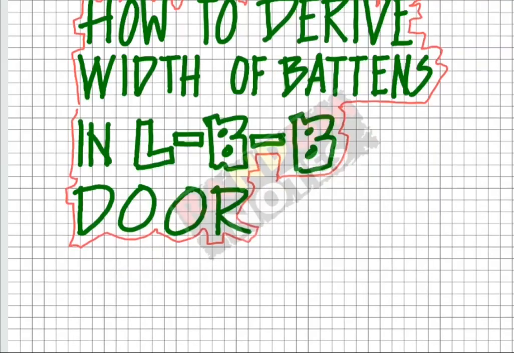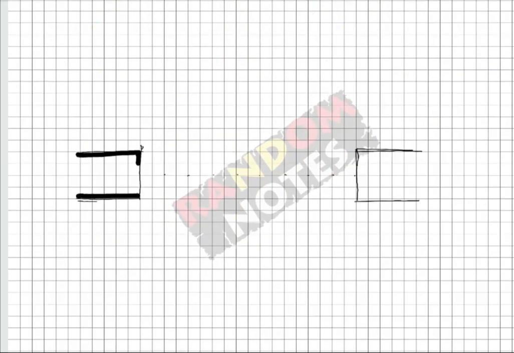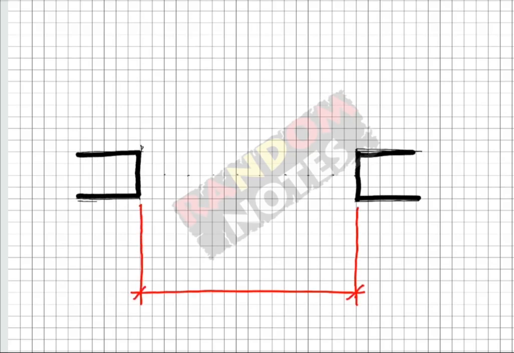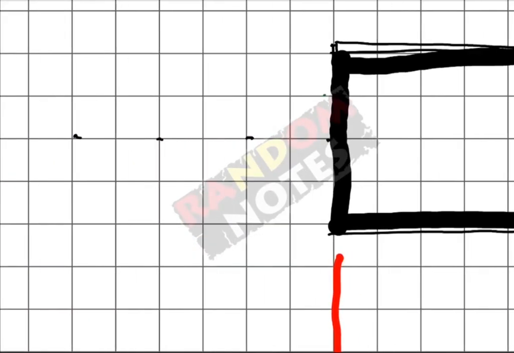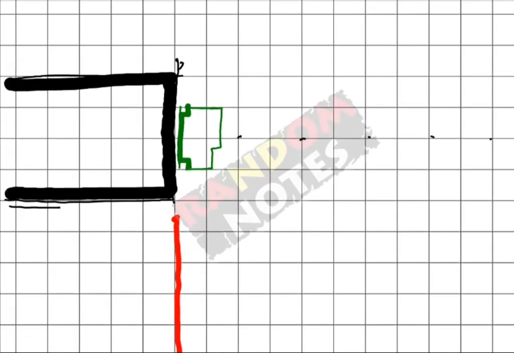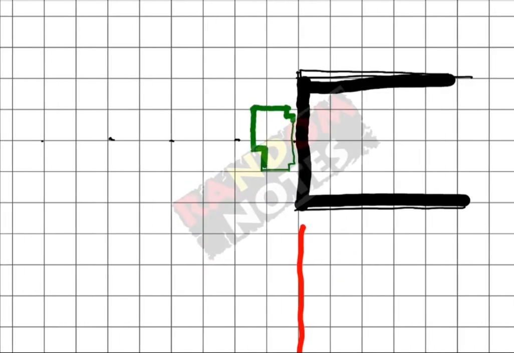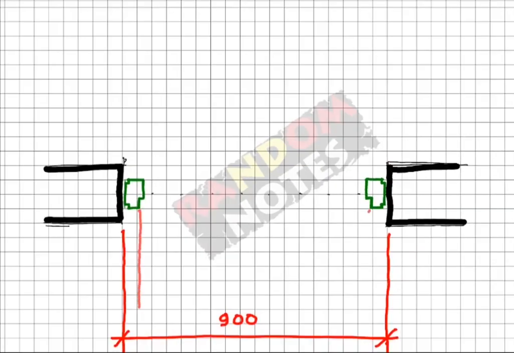Let us understand how to derive the width of a batten in ledged and battened or ledged, braced and battened shutter. This is the structural opening of 900 mm. This is the cross section of the post of the door frame. Let us take it as 75 mm by 120 mm. For the batten size calculation, 75 mm is important. This width between the rebates is the width of the shutter since the shutter fits here. Let us call it A.